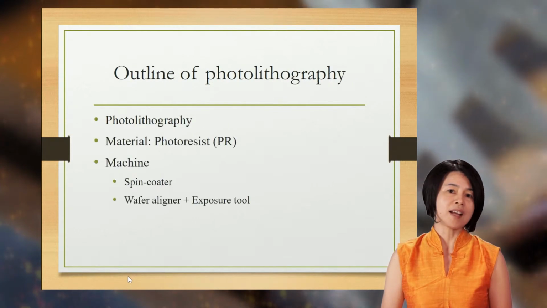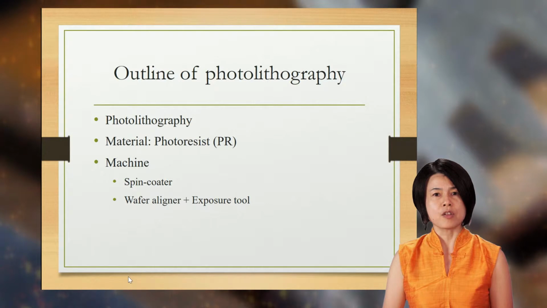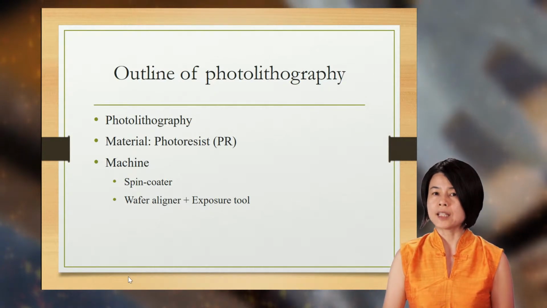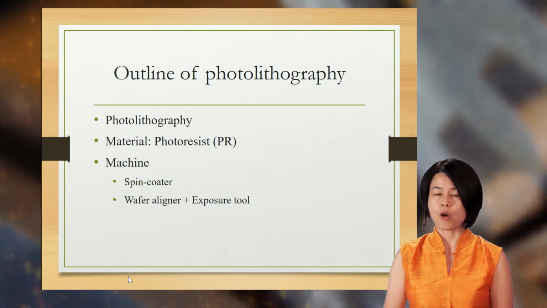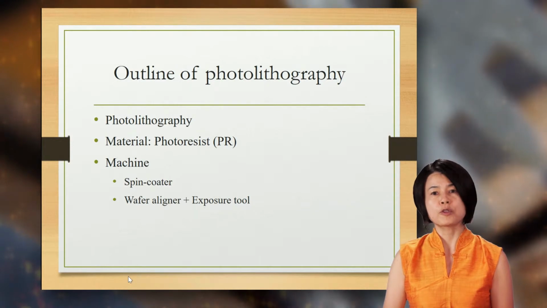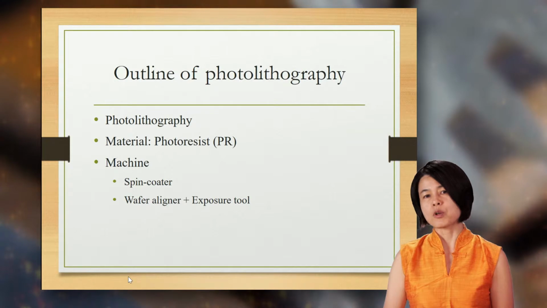This is the outline for this section. First of all, let me start with the definition of photolithography. Next, we'll talk about a key material for the technology, photoresist or PR. Then let's take a moment to look at a few machines: spin coater, wafer aligner, and exposure tool.